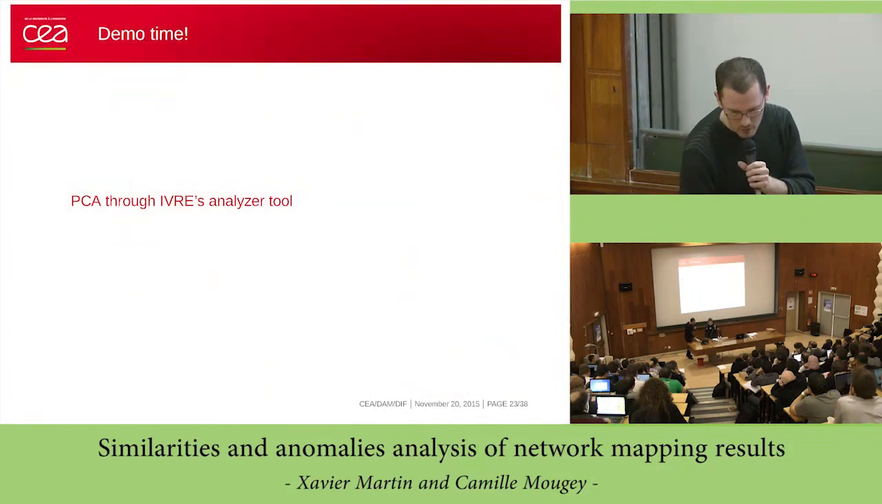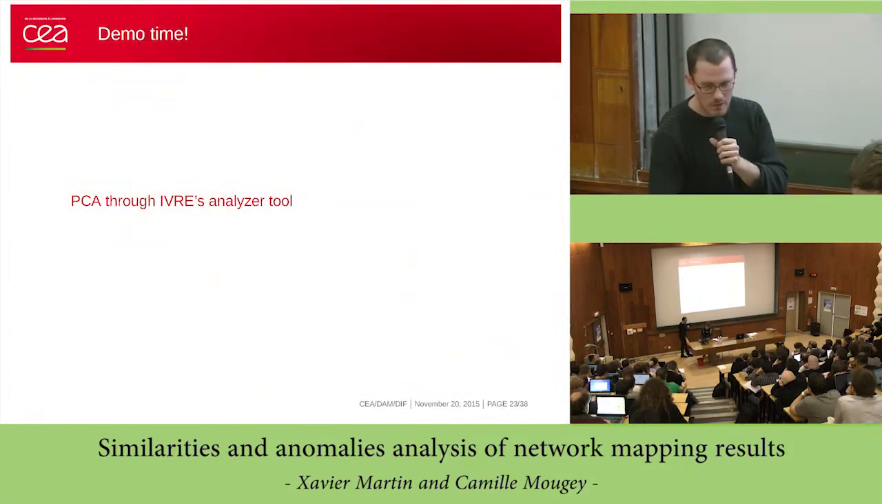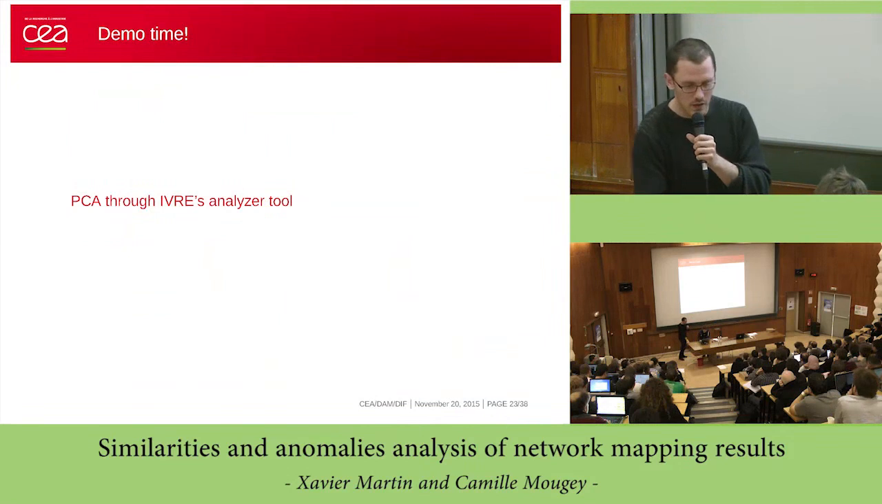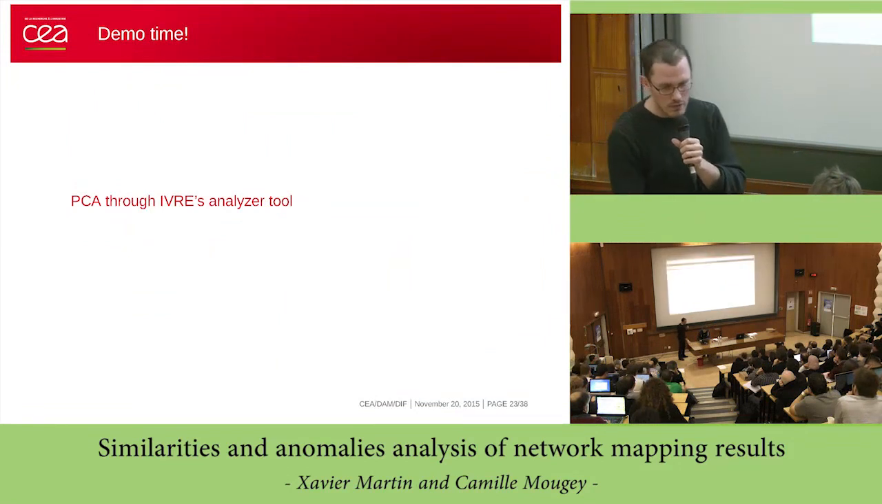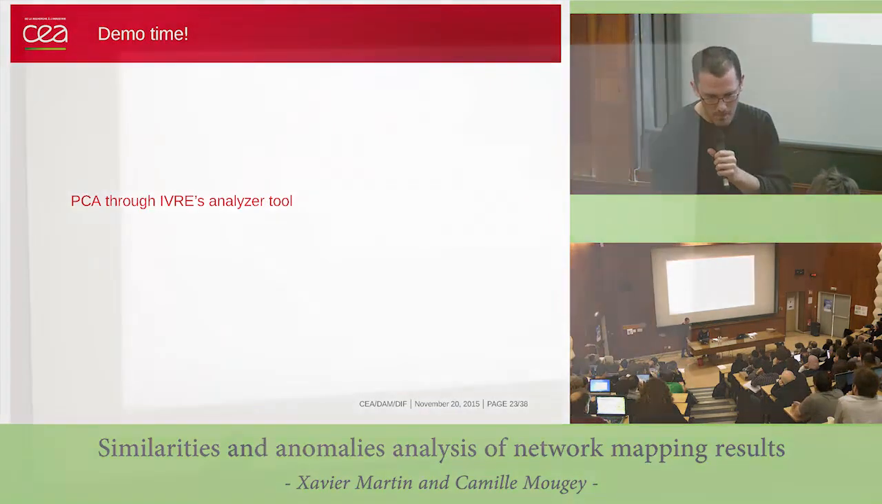Okay. So we will see how the principal component analysis is done with the Ivre Analyzer CLI tool. Okay, so we asked it to go to the category Modbus. We want only hosts with 0 to 10 ports opened. And we plot that in 2 dimensions. So we have 1,000 hosts that we selected. We plot that in 2 dimensions.